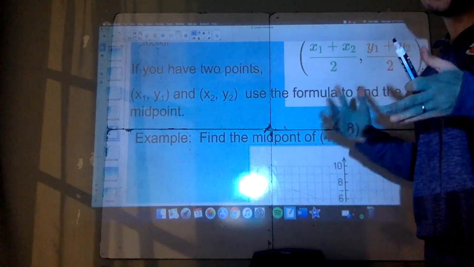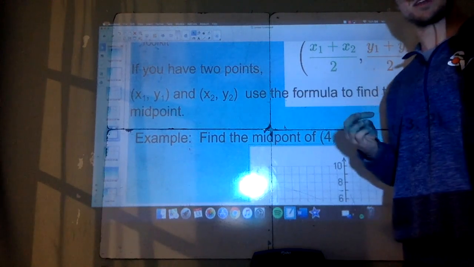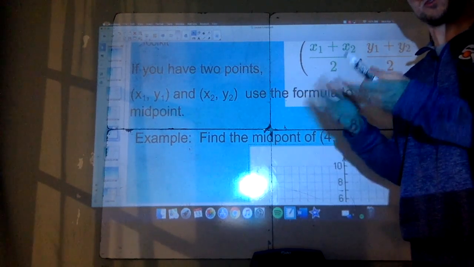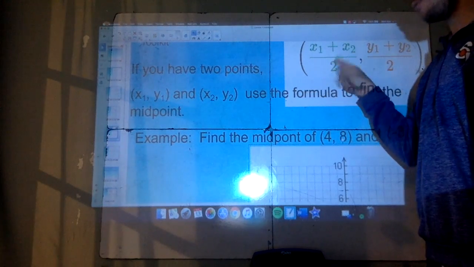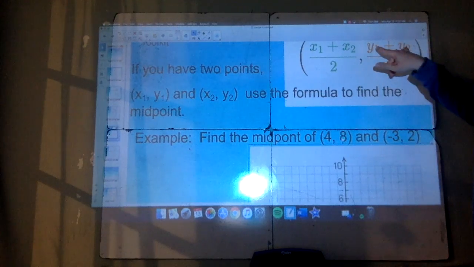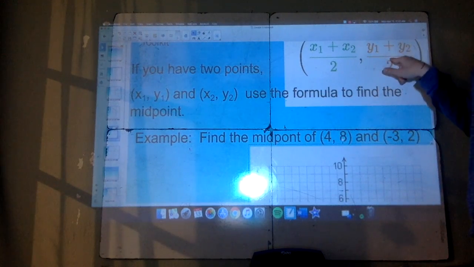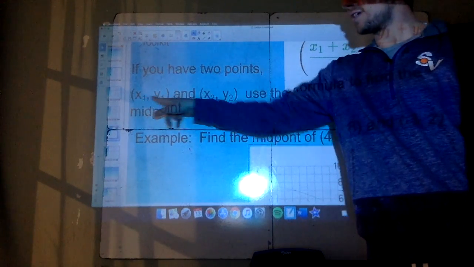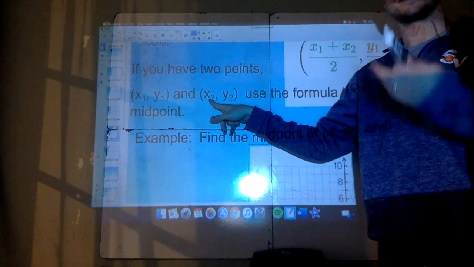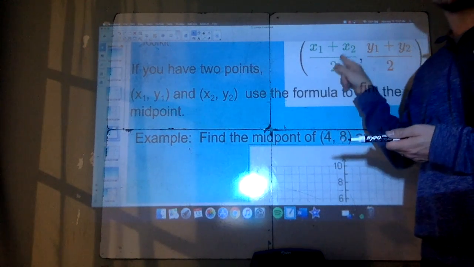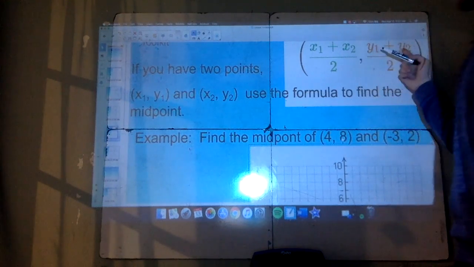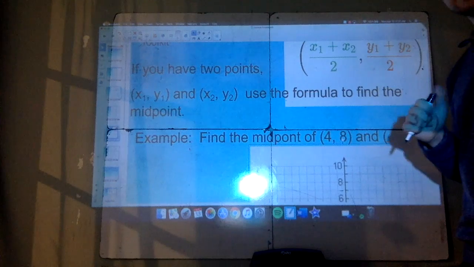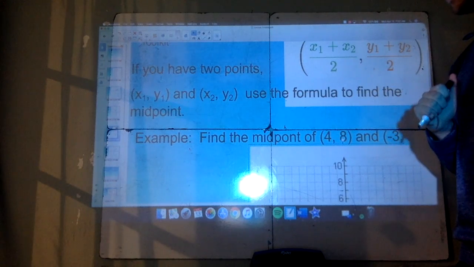To find the middle of two numbers, we're going to average them, kind of like we did with our median. If you had two numbers, the median was between them, you would add them together and divide by 2. And then you also add the y values together and divide by 2. So you're taking the first x value and the second x value, adding them together and dividing by 2. And then the first y value and the second y value, adding them together and dividing by 2.